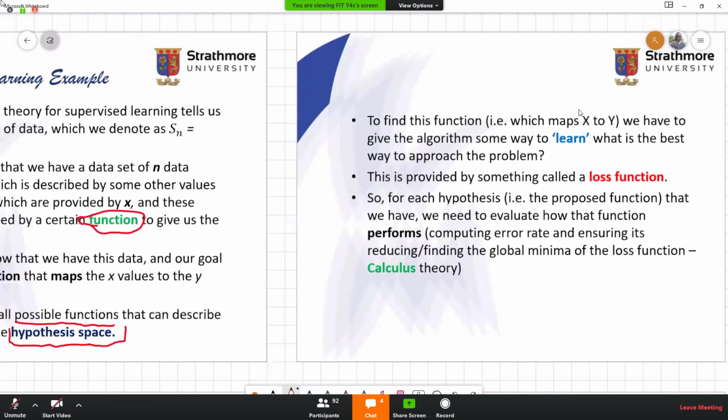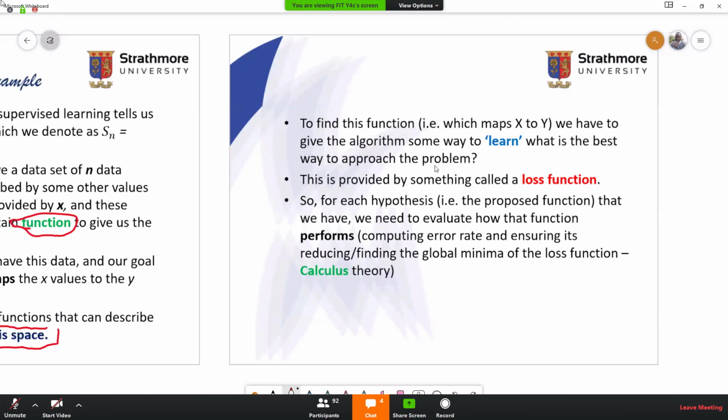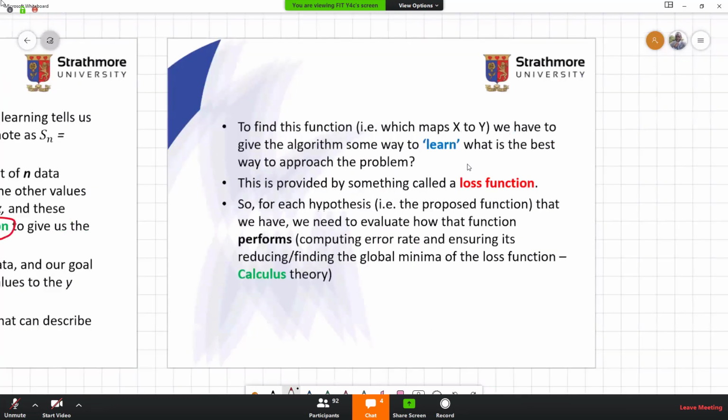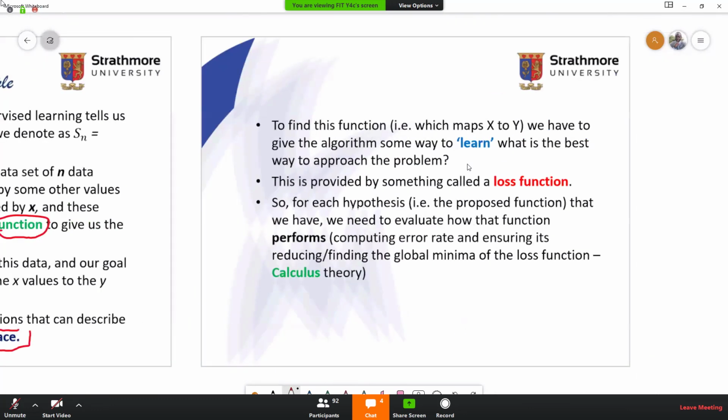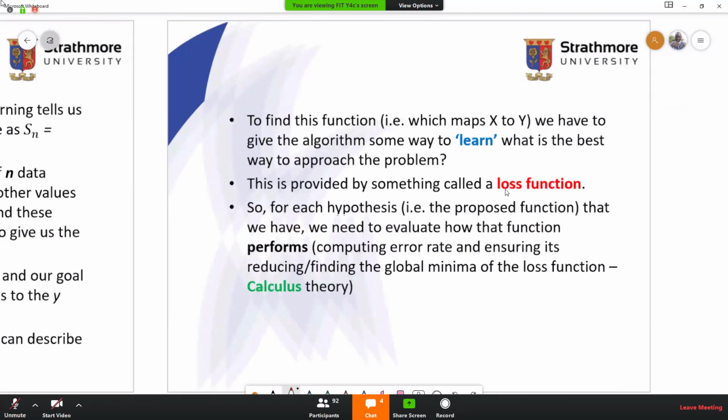So the story continues. To find the function which maps x to y, we have to make the algorithm learn. Learning must take place. So how does the algorithm learn? Learning is tracked using a loss function. So there's another function called a loss function. It's function number 2. These are the keywords of machine learning, by the way. If you can have them down, they'll be good.